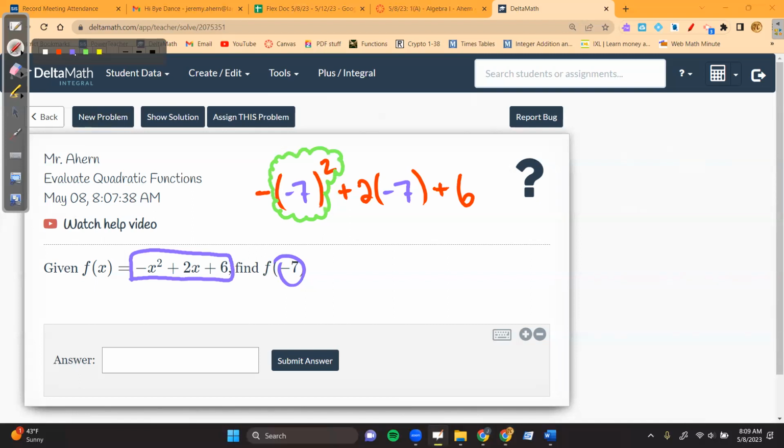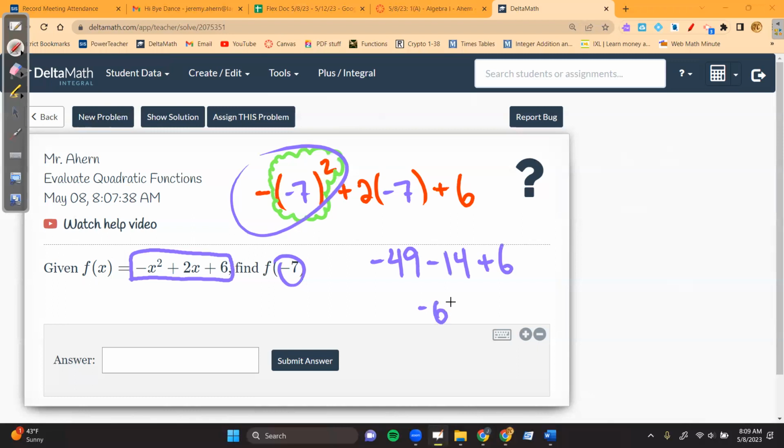Good. So what really then is the answer to this whole front part? Nice. And I mean, if I had $1 for every time someone tried to tell me that was positive because it's a negative squared, it's like, no, it's not. It's something squared with a negative put on after the fact. So nice. Yeah, so definitely -49 and then -14 and then +6. And what's -49 minus 14?